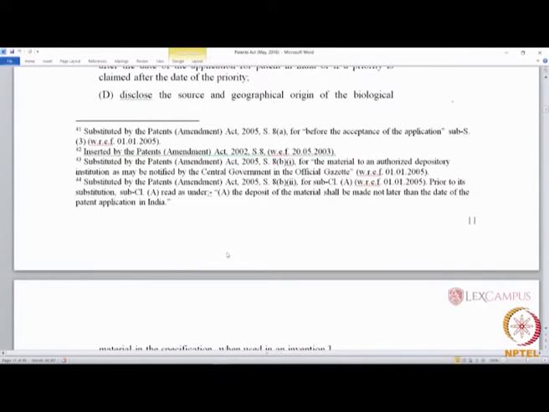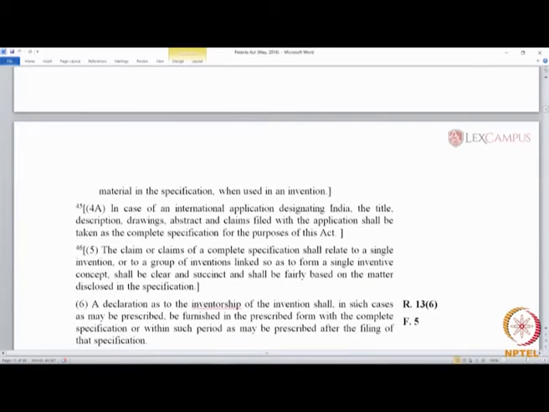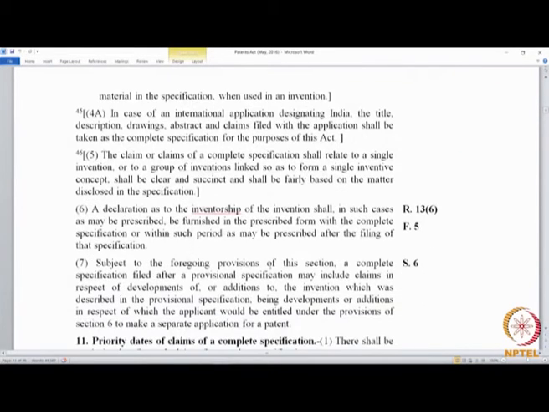And the applicant also has to disclose the source and geographical origin of the biological material in the specification when used in an invention. So, if it is a plant variety which grows only in a particular country, then the applicant will mention the source from which the biological material was derived, and it will also mention the geographical location.